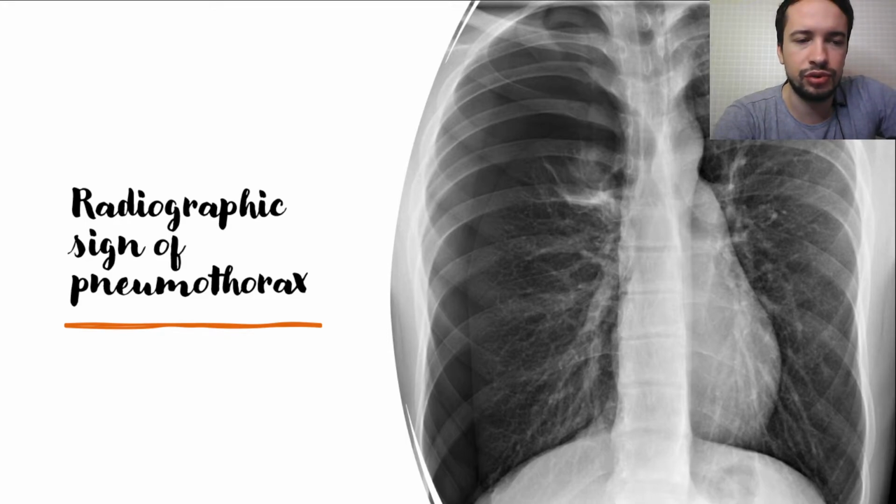Signs of pneumothorax on X-ray. First of all, we see a thin line of the visceral pleura. This one, we see the thin line. A common finding in pneumothorax is the displacement of the mediastinal shadow in the opposite direction. In this X-ray, I don't see a displacement of the mediastinal shadow.